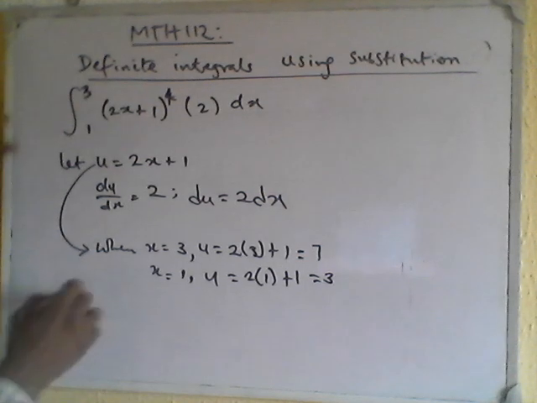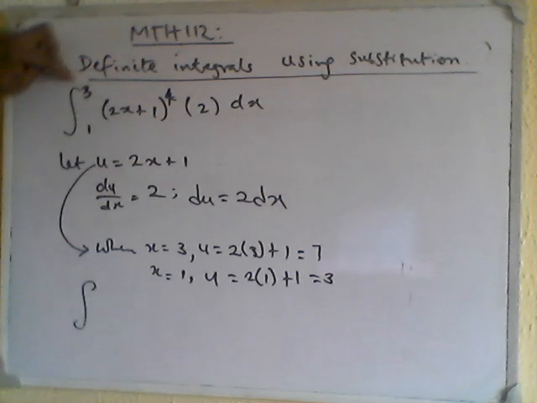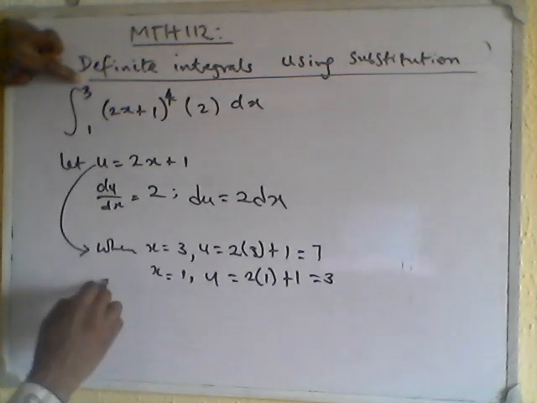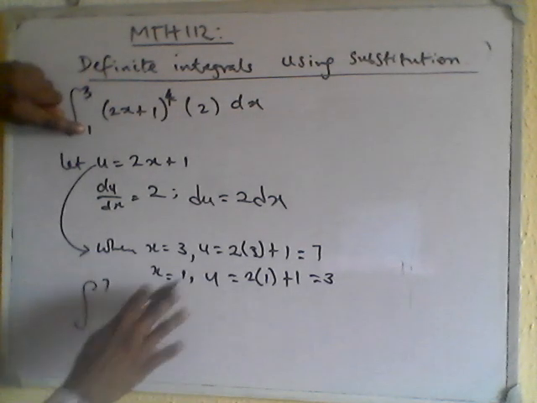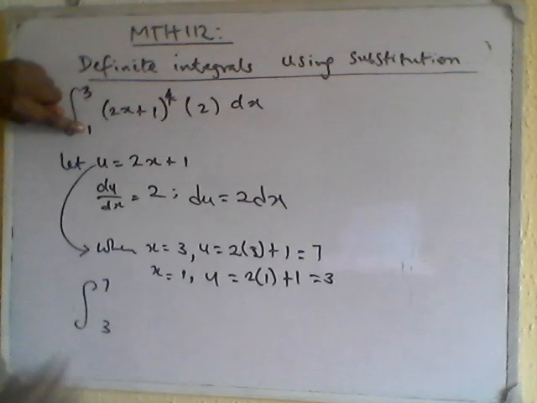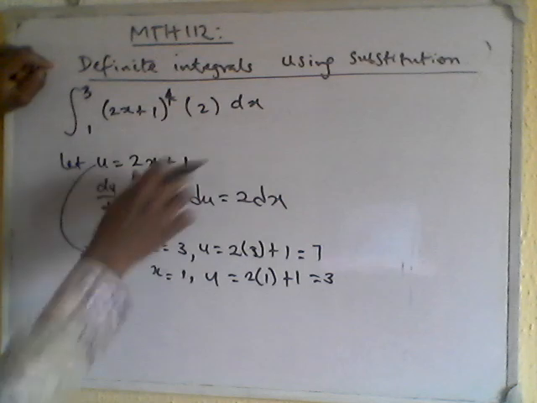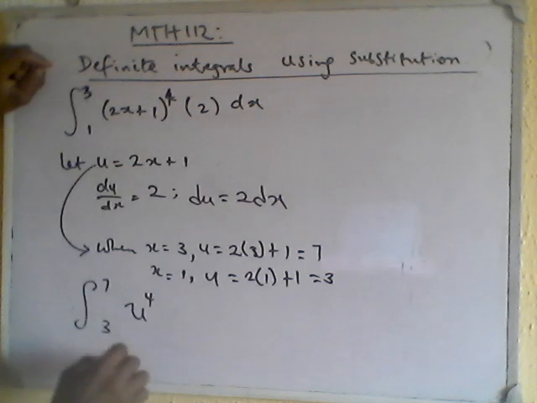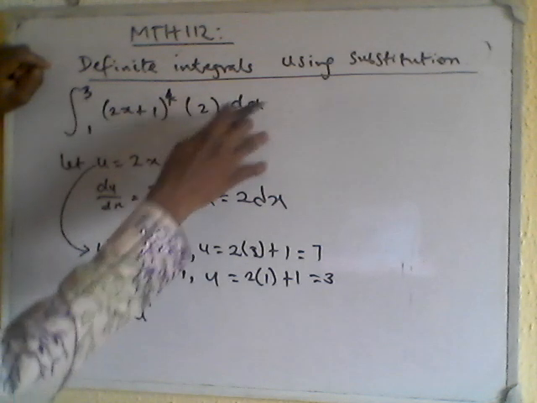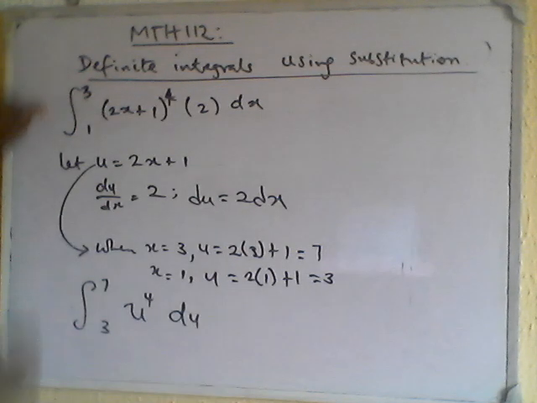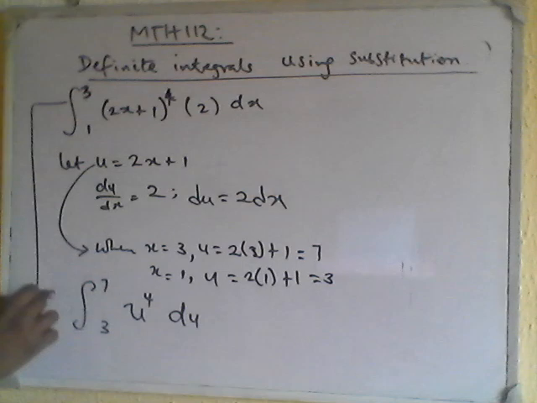So I will now rewrite this in terms of the new function u. Now I will put my integral sign, and instead of having 3, I will have 7. So I put 7 here. And instead of having 1, I put 3 here. Now instead of having 2x plus 1, I have u, replacing 2x plus 1, I put the u to the power 4. And instead of having 2 dx, I put du. So you see, I've transformed this expression to this expression, completely without losing its identity.